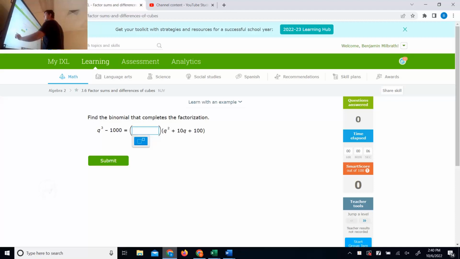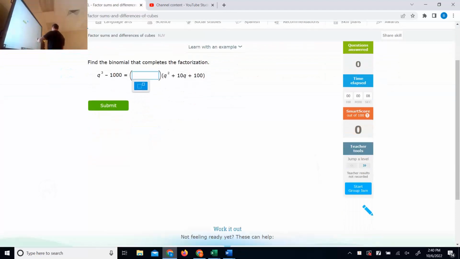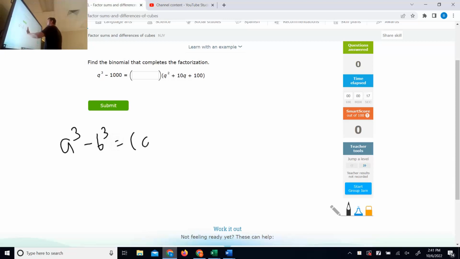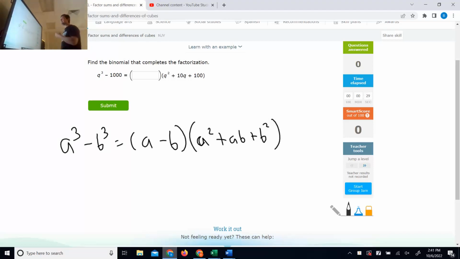Okay, so back through this. Still an a cubed minus b cubed pattern. Something cubed minus something else cubed, and it always factors as a minus b times a squared plus ab plus b squared. This is on your form quizzes, by the way, and it's coming pretty soon.